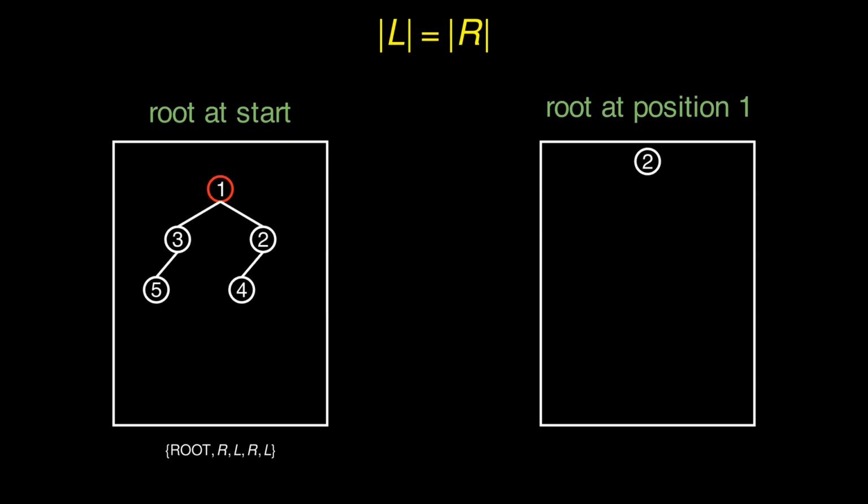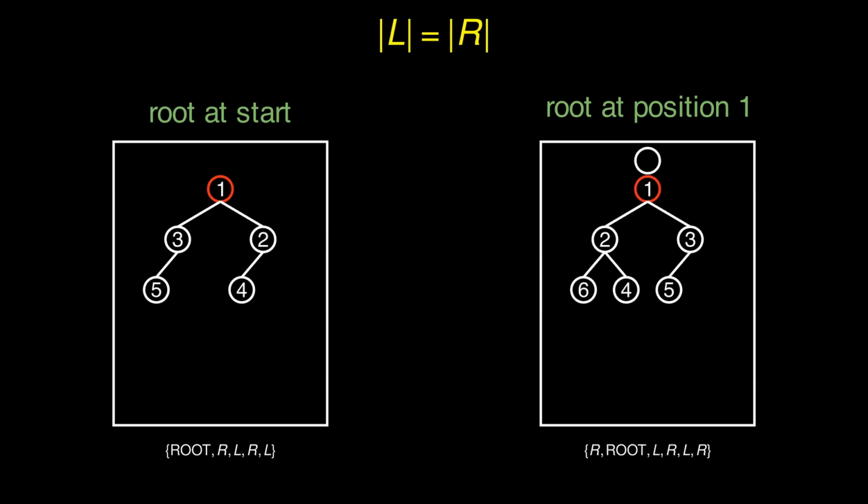The first one puts the root at the start of the permutation and then alternates between right and left, putting an equal number of nodes into each subtree. The second construction puts the root at the second position and then alternates between left and right, putting one more node into the left than the right.